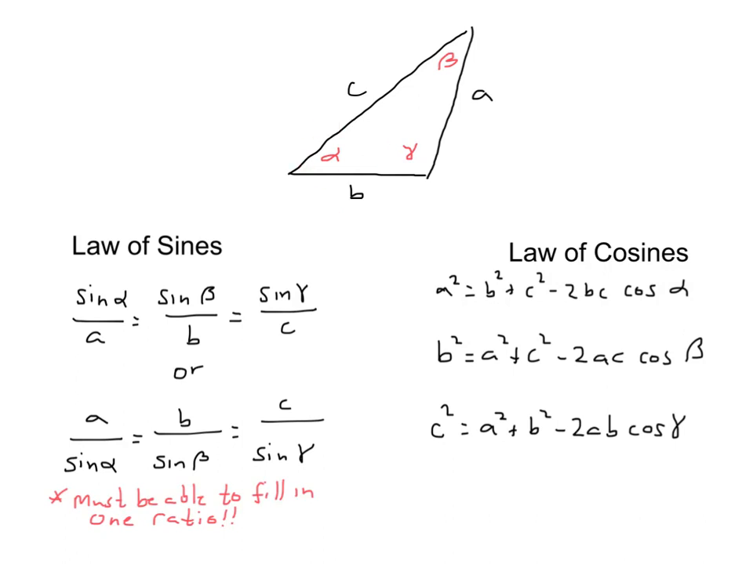When I look at the second one, b squared equals a squared plus c squared minus 2ac cosine of beta. And again, notice beta and b are opposites of each other, and sides A and C are the sides that make up angle beta. And when I get to the third one, c squared equals a squared plus b squared minus 2ab times the cosine of gamma. And again, the same thing is true here. Gamma is opposite of C. Okay, and A and B are the sides that make up gamma.